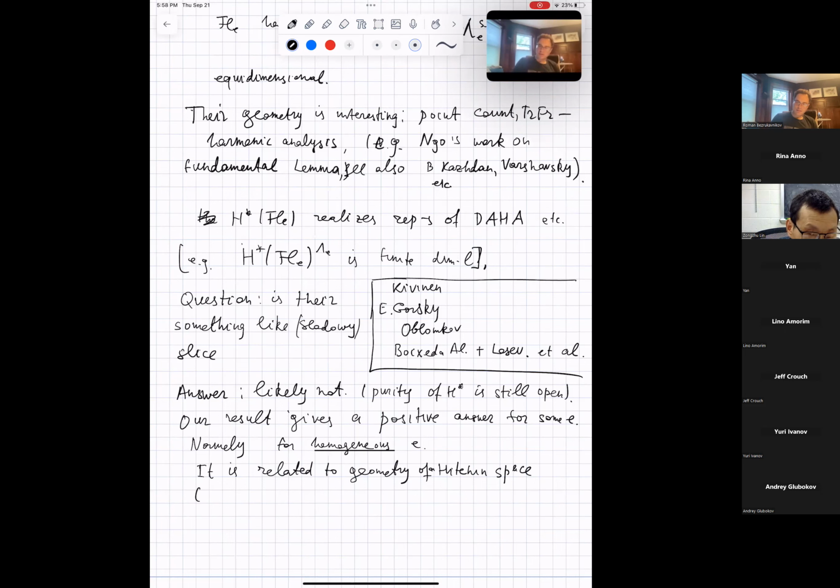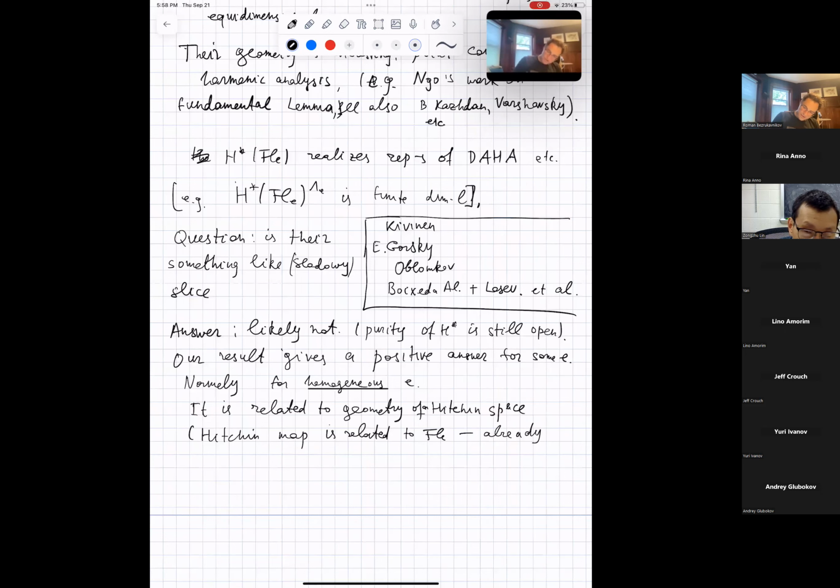In general, the structure of Hitchin space and the Hitchin integrable system, the Hitchin map, is related to affine Springer fibers. That has already appeared, and in a way this is the key thing that makes it work. Of course, there are still a lot of technical things to prove, but it already appeared in Ngo's work on the fundamental lemma, maybe in the early 2000s. Exactly. Yeah.